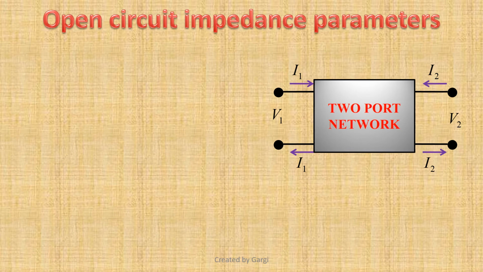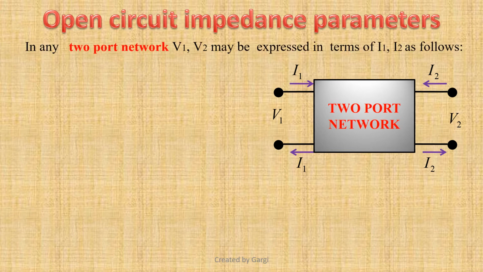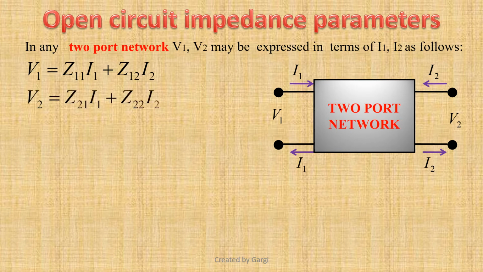Open circuit impedance parameters represent the relation between the port voltages and port currents in the two-port network. That is, we express the input and output port voltages V1 and V2 in terms of input and output port currents I1 and I2. The linear equations used in this case are V1 equals Z11 I1 plus Z12 I2, V2 equals Z21 I1 plus Z22 I2.